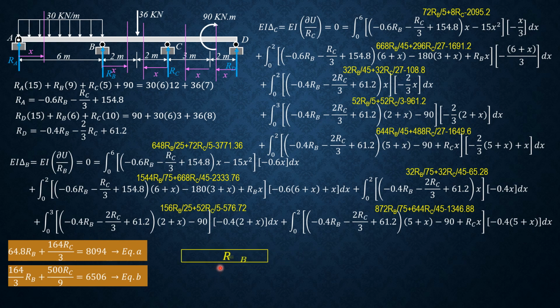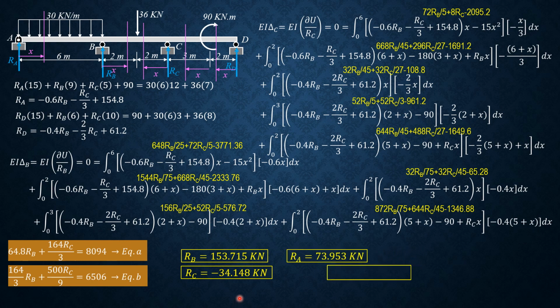So solving these equations simultaneously, RB, R sub C, R sub D, R sub A, then R sub D. So it's the same values as before, and I hope that you were able to follow the solutions.